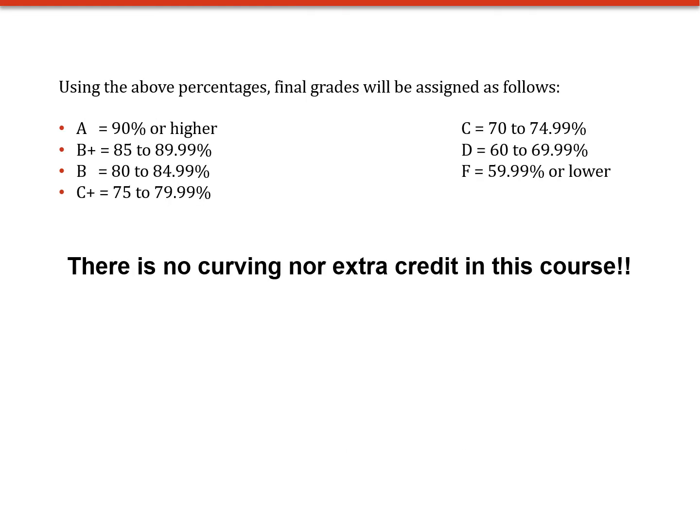So using those percentages that we just reviewed, final grades will be assigned as follows. Your final class percentage out of 100, if you are 90% or higher, that means you earned an A. If you fall within the 85 to 89.99% range, then you've earned a B+. 80 to 84.99% means you've earned a B. So on and so forth.